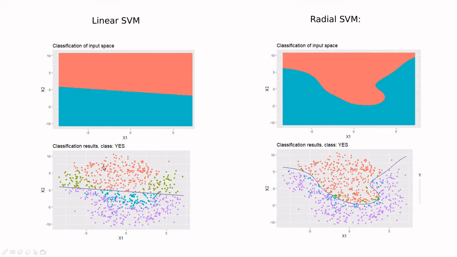You have an example here. So this is our good old data set that we are using in all of the videos. Basically the reds are more or less here and the blues should be here. If I use a linear kernel, the situation doesn't work very well because I have a lot of false negatives and a lot of false positives. So I can use this idea of radial SVM so I can have a more flexible line.